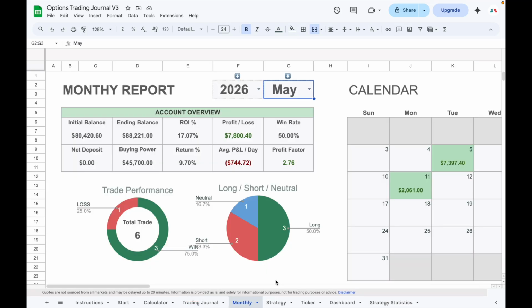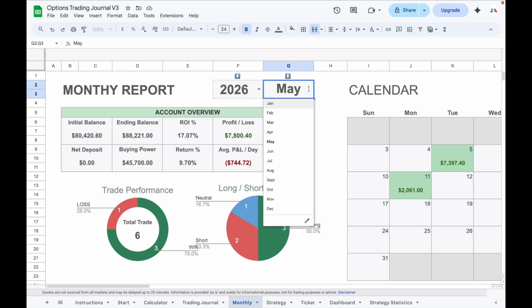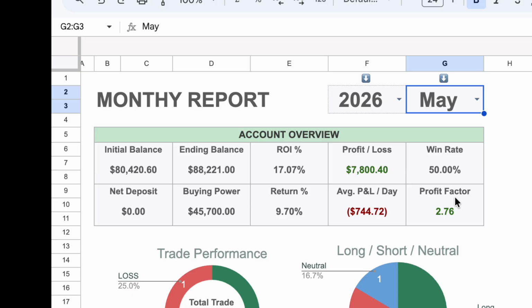Let's move over to the monthly tabs to generate an automated monthly overview. First, select the year and the month from the drop-down list at the top. The account overview at the top displays the statistics for the selected month, such as the starting and ending balance, return on investment percentage, total profit and loss, win rate, net deposit, total buying power use, return percentage, average P&L per day, and profit factor.